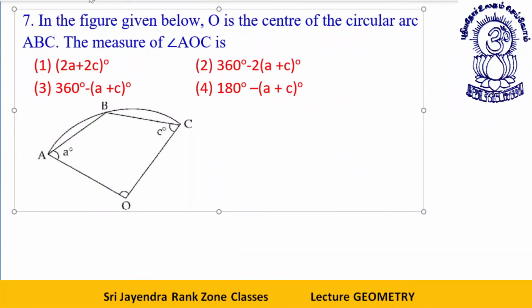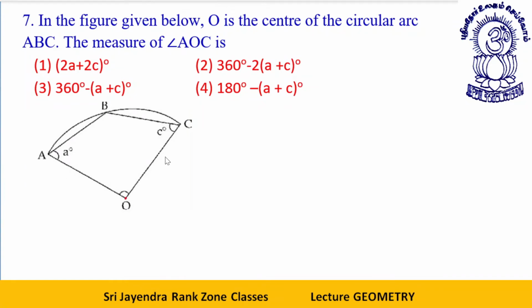In the figure given below, O is the center of the circular arc ABC. O is the center, okay? These are radii. The measure of angle AOC is, you have to determine this angle. A little bit tricky one. You can try it yourself. I am giving you a few seconds. Think about it before I tell you the solution. Or you can pause the video, then think about it.